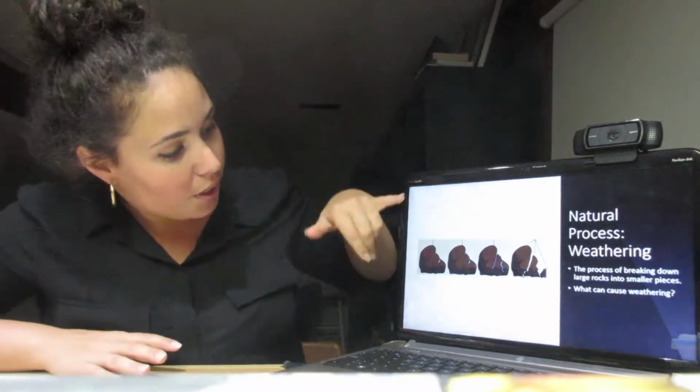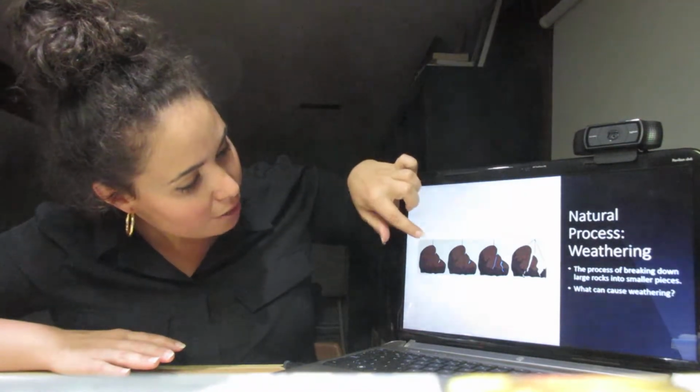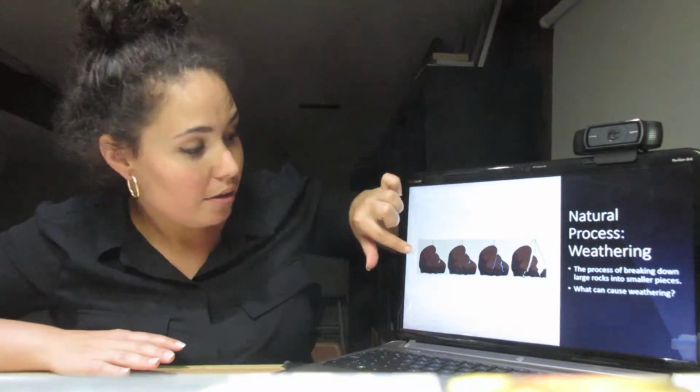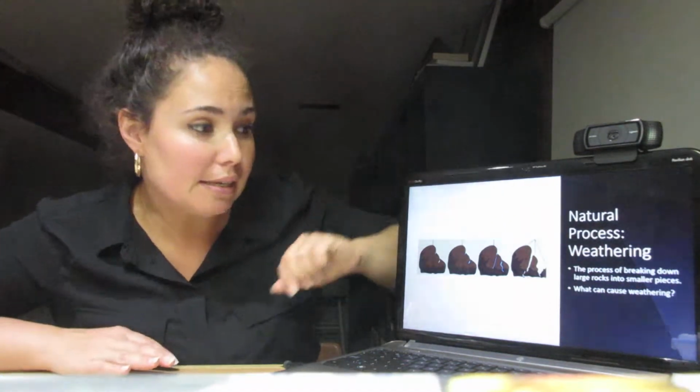So weathering is defined as the process of breaking down large rocks into smaller pieces. As we can see on this picture here, we can see how ice infiltrated the big rock, and over time it broke the rock into many pieces. But what can cause weathering? Can anybody tell me?